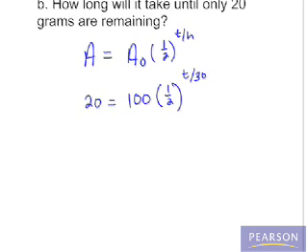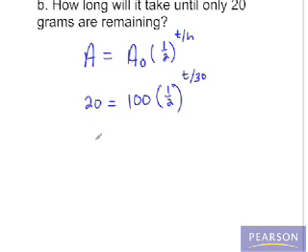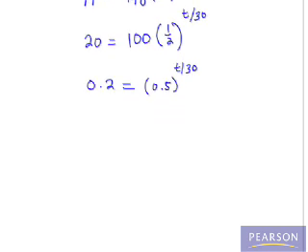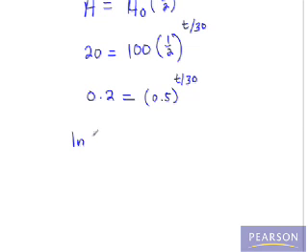So we'll solve this exponential equation for T, and we're going to go ahead and divide both sides by 100, and I'm also going to change 1/2 to 0.5. So dividing both sides by 100 gives us 0.2 on the left, and I'm going to rewrite 1/2 to the T over 30 as 0.5 raised to the T over 30. And we'll go ahead and take the natural log of both sides of this equation. So we have the natural log of 0.2 equals the natural log of 0.5 raised to the T over 30.